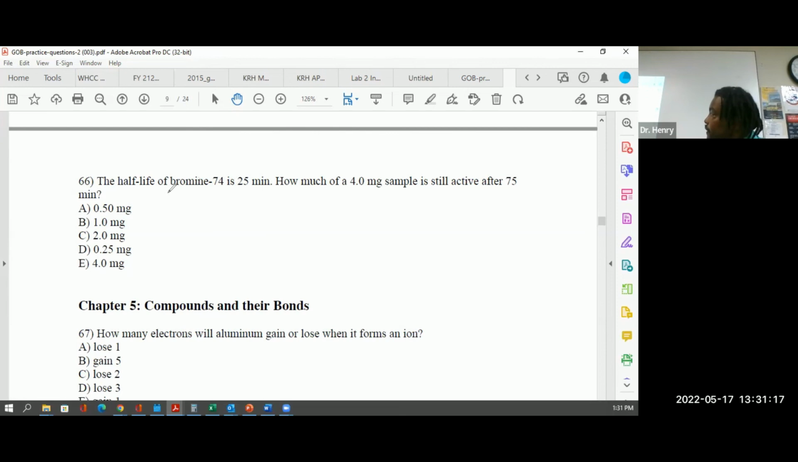So if the half-life of bromine is 25 minutes, that's where we get half of our product, right? So how much of a 4.0 milligram sample is still active after 75 minutes? How many half-lives would that be? It'd be 3 half-lives.